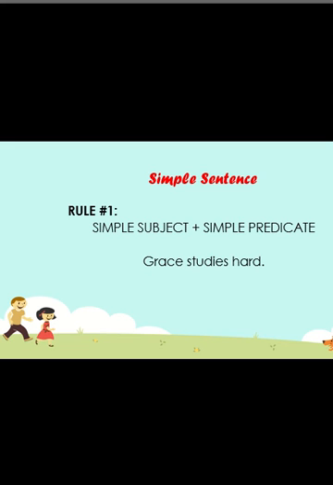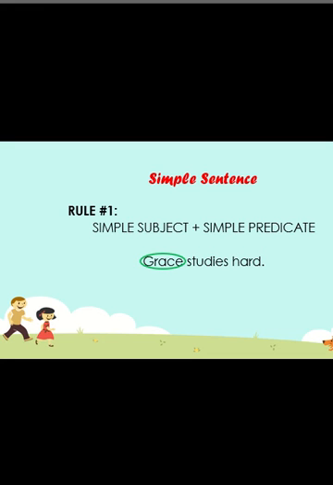So, for the simple subject and simple predicate, we're going to talk about na isa lang yung subject at isa lang yung predicate. Again, for rule number 1, isa lang yung subject at isa lang yung predicate. So, for the first example, we have Grace studies hard. So, what is the subject? We have Grace. That is the subject in the sentence.